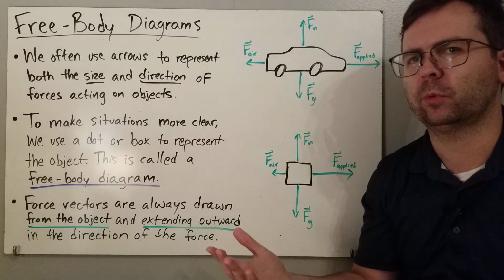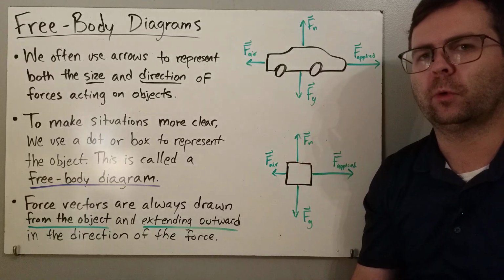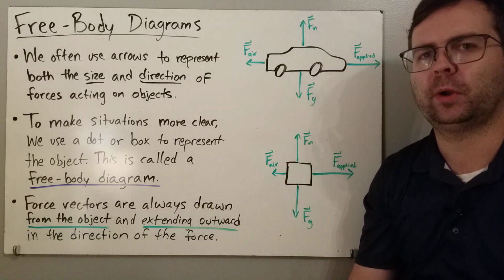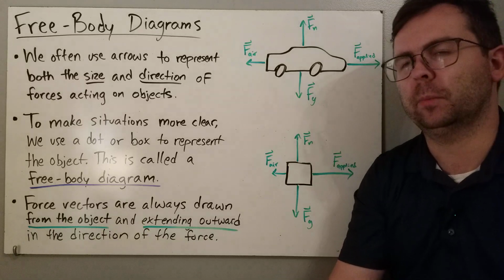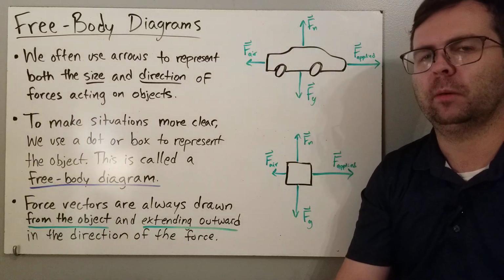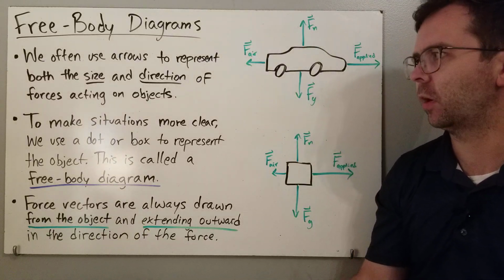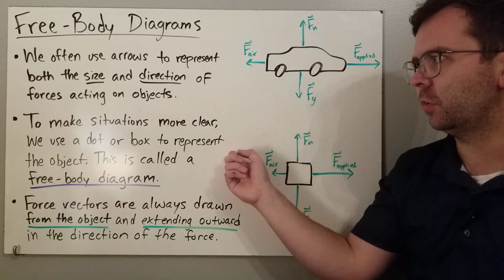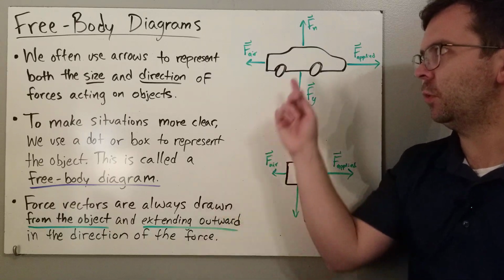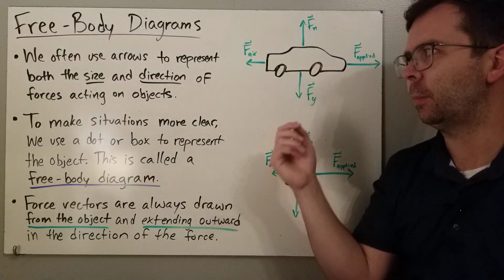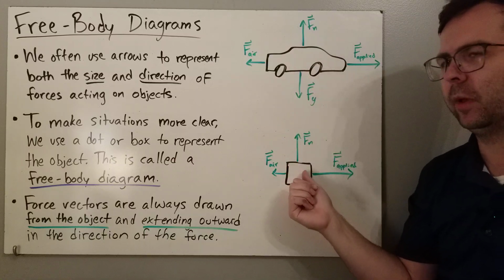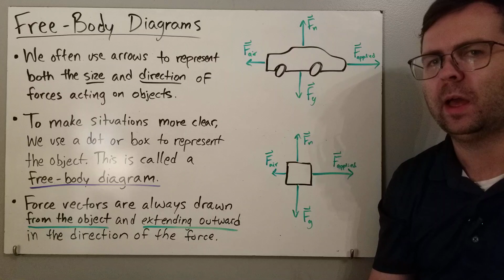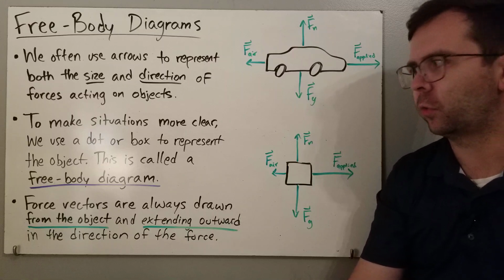In the scope of our class, we're just going to stick to four forces acting on an object, and we're going to keep it pretty simple. Of course, there are more complex ways of working this out, but we're going to keep it as simple as necessary for the scope of our class. To make situations more clear, instead of using a car, we often just represent the object as a dot or a box. And this helps us to visually see the force vectors more clearly.